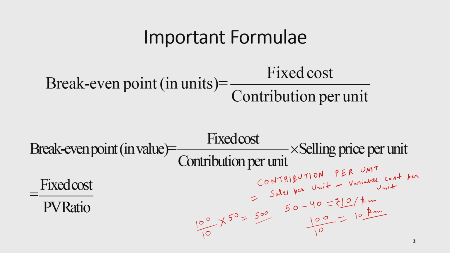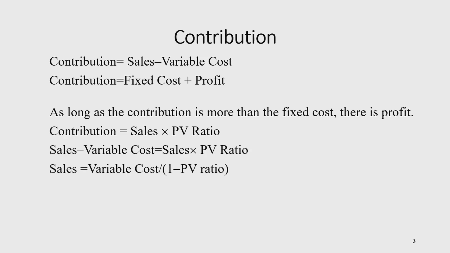So, this formula, break even point in value, is also there. Fixed cost and selling price per unit divided by contribution per unit is given by the PV ratio. So, this is fixed cost divided by PV ratio, that can come like that. So, this is what you have obtained. This is the PV ratio, and now we go to the next one.